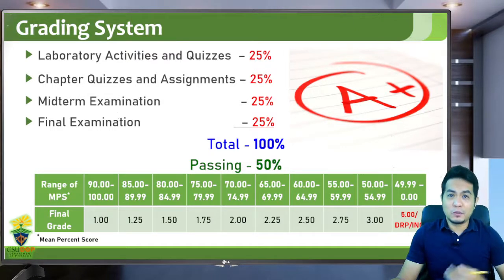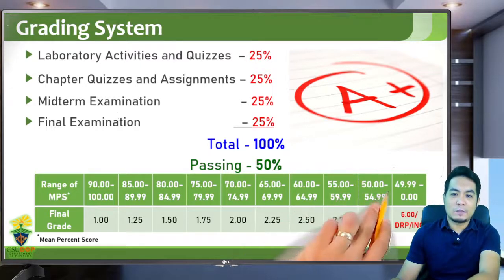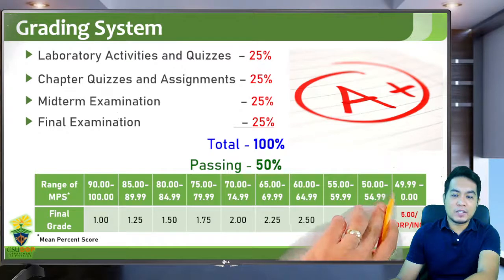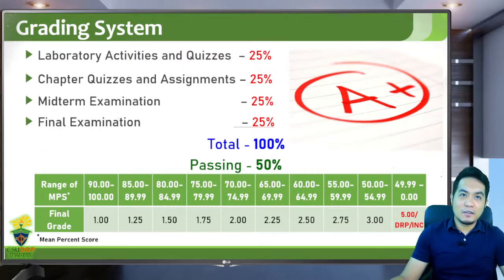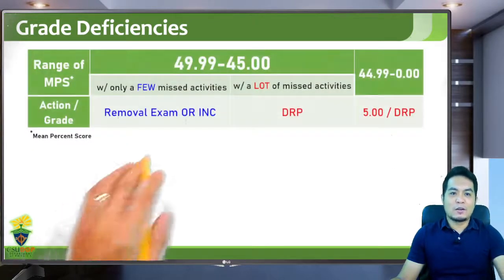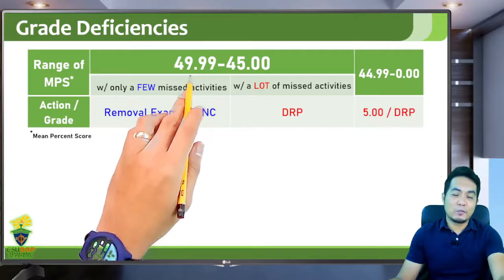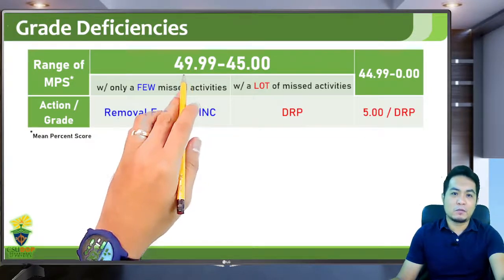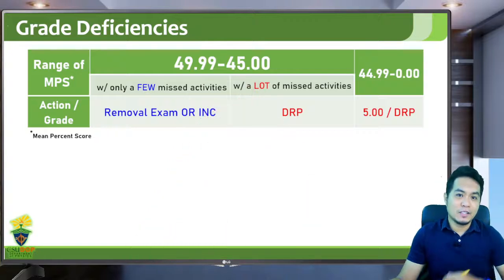So all you need to do to achieve a flat 1 in this course is to get at least 90%. Below 50%, 49.99% to zero, that's either a 5, failed, drop, or INC, incomplete. So let's not talk about below 50%. If you have grade deficiencies and your standing grade, or your mean percent score, MPS, is between 49.99 and 45, then you might have a chance to pass the course.